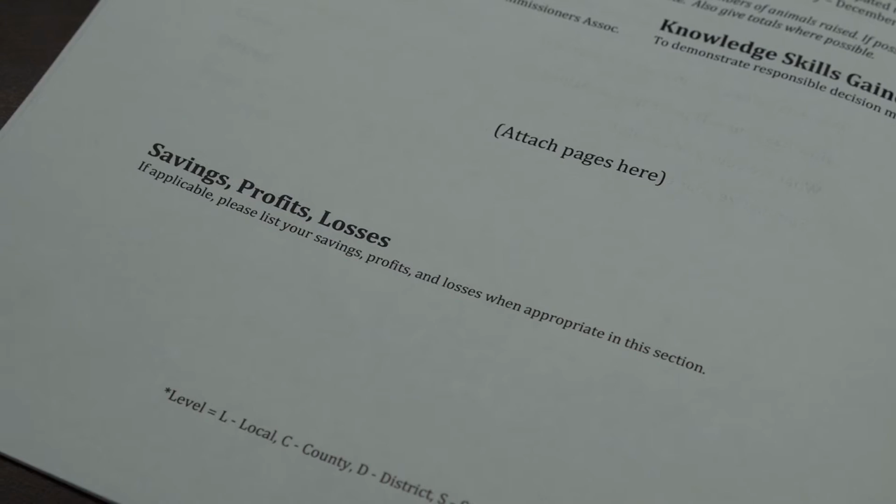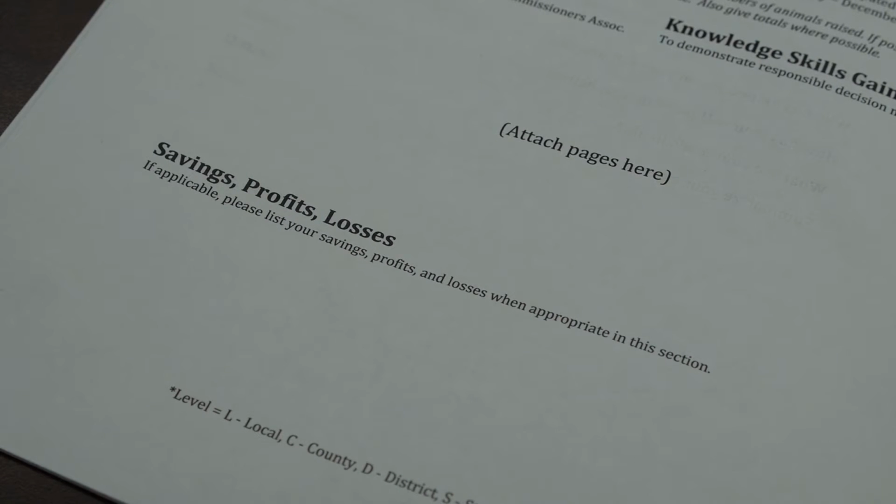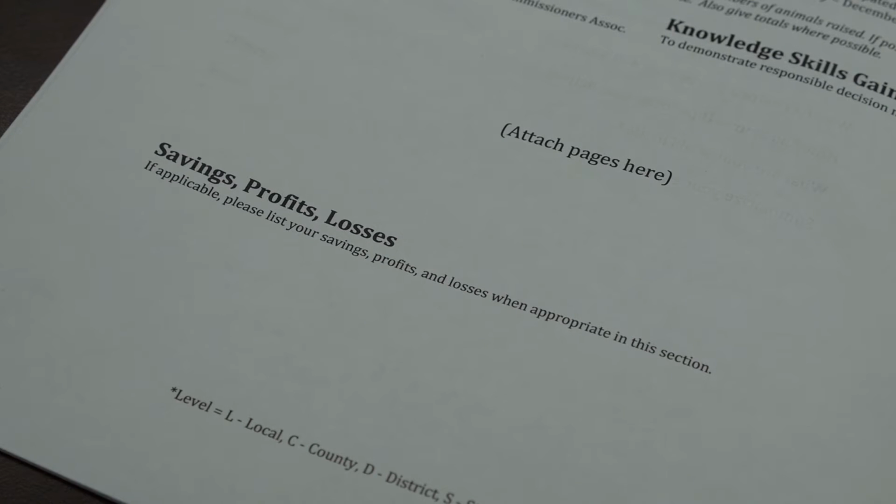So let's say you are doing some sort of craft project and you sold some of the things that you created. That would be money earned. So that is where you would reflect that information. Then in the older one, it says savings, profits, and losses. And that's pretty much the same question, just different wording.